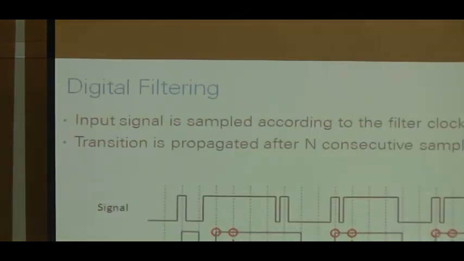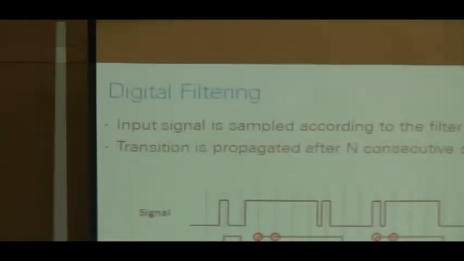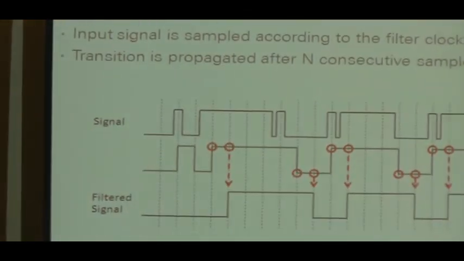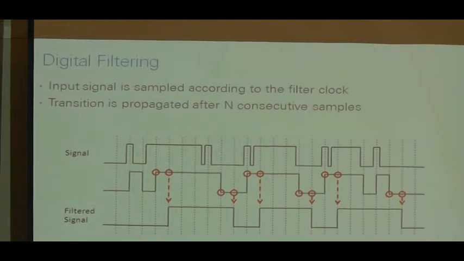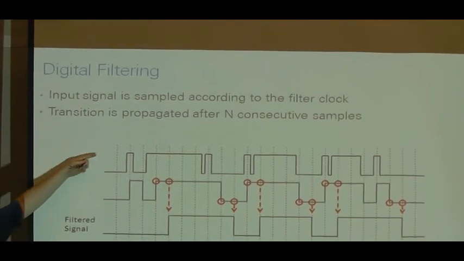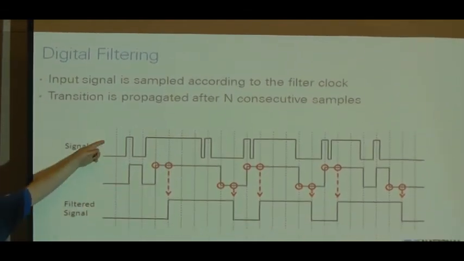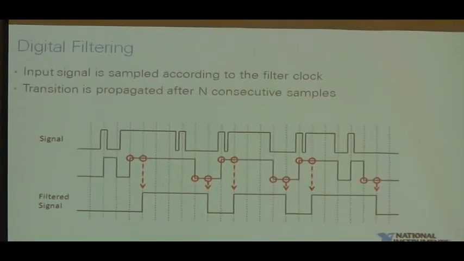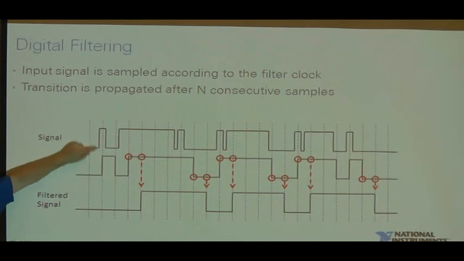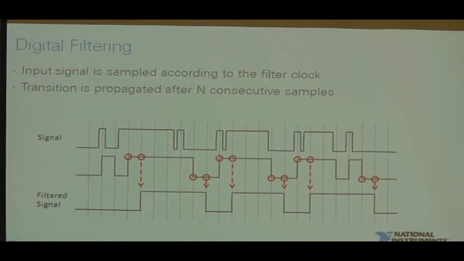So here's a little bit of the explanation of how digital filtering is implemented on our devices. We take the input signal as it arrives at your pin, and we're going to sample it according to what we call the filter clock. The filter clock is these dashed vertical lines. Every filter clock, we're going to sample your input signal. The first sample we were low, second sample we sampled high. What we need is for the input signal to sample in the same state for multiple consecutive edges before we'll actually propagate it and pass it through. In this example, we use 2.